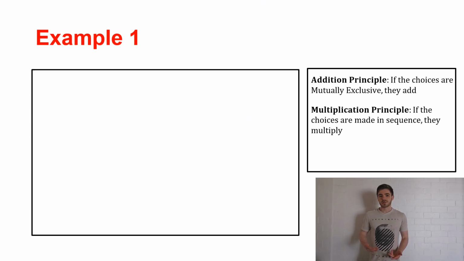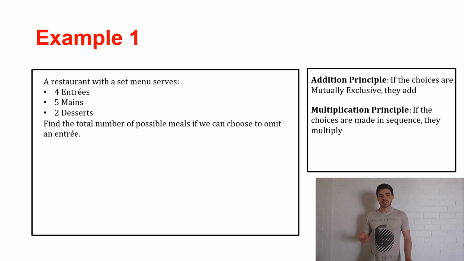And so, the remainder of this video is just going to be looking at how we can apply these principles to the exam style questions. This one here is another restaurant example, but it's got a bit of a twist to it. We're told there are 4 entrees, 5 mains, and 2 desserts. The question then asks us to find the total number of possible meals if we can omit the entree.